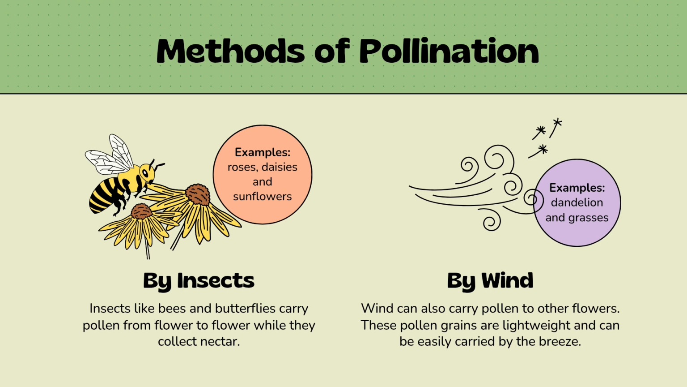The second method is wind pollination. In plants like grasses and dandelions, the pollen is very light. The wind carries it from one flower to another. No insects required. Just pure natural air delivery service.